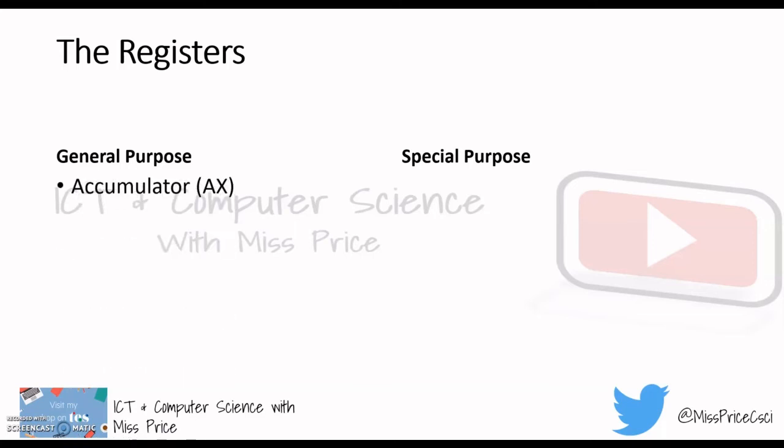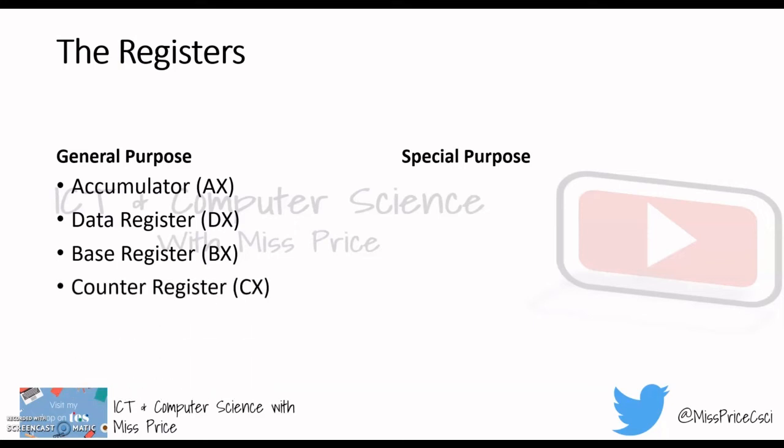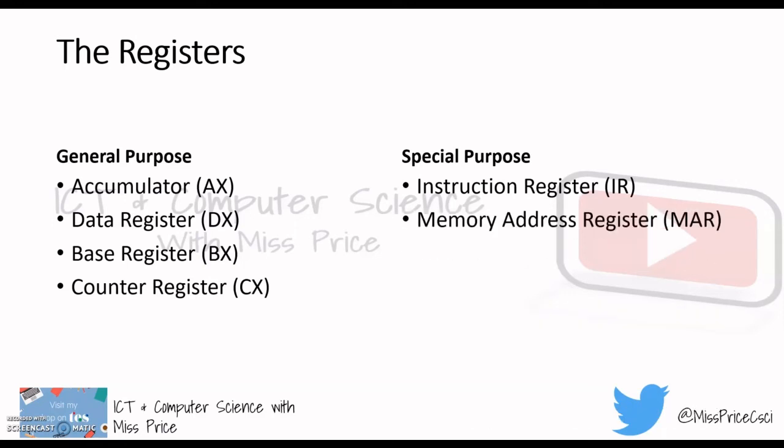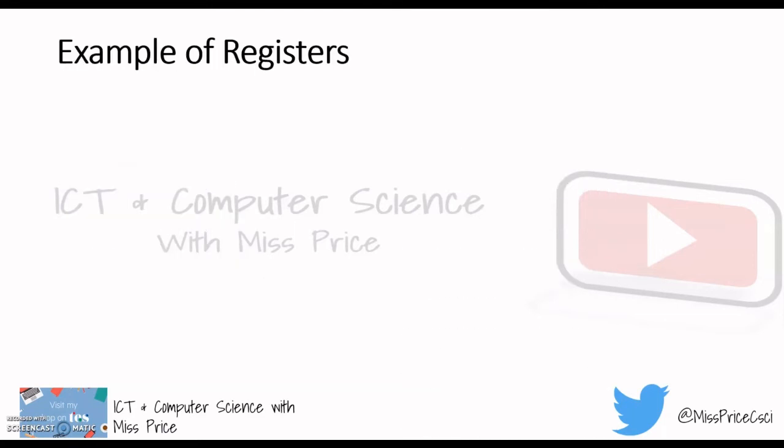So you've got your accumulator, that's obviously in the arithmetic one, the data register, the base register, and your counter register for the general purpose. But the ones that we need to know basically are the special purpose registers. So the instruction register, the memory address register, the program counter.